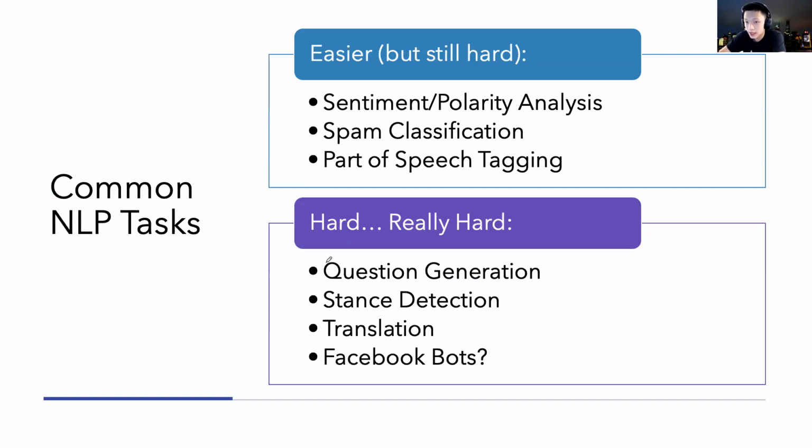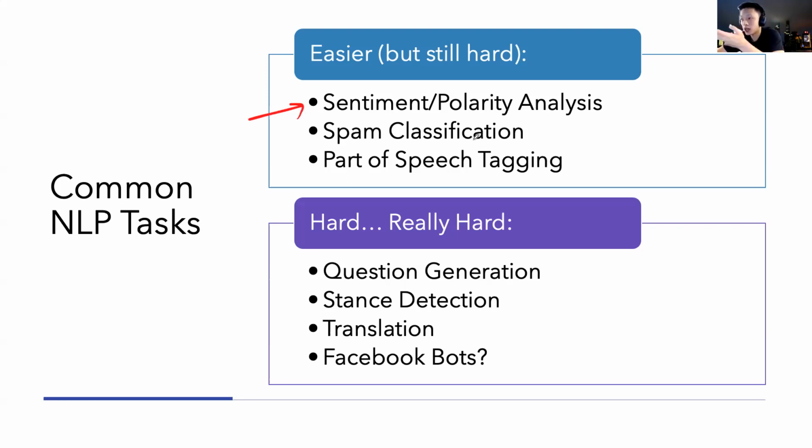And putting these together, you get some of these common NLP tasks that people like to talk about. Some of these are pretty easy. Maybe they're still generally hard, but deep learning has solved some of these pretty reliably. One of them is sentiment analysis.